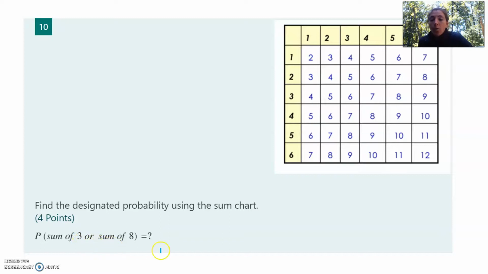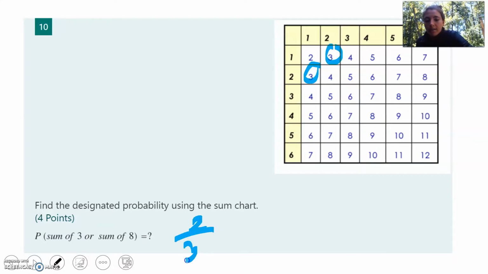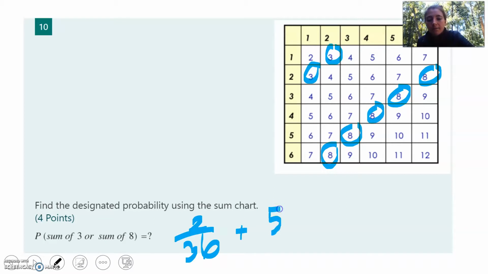Sum of 3 or sum of 8. So we're looking at these 2. That's our sum of 3, so 2 out of 36. And then our sums of 8, 1, 2, 3, 4, 5. 5 out of 36, which is 7 out of 36. 1, 2, 3, 4, 5, 6, 7.